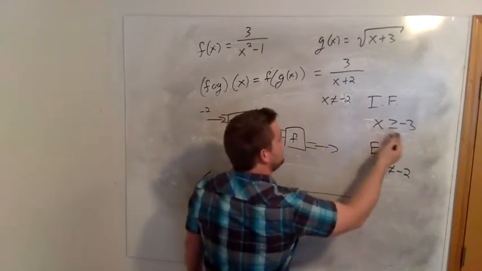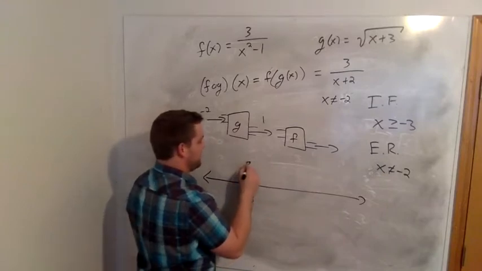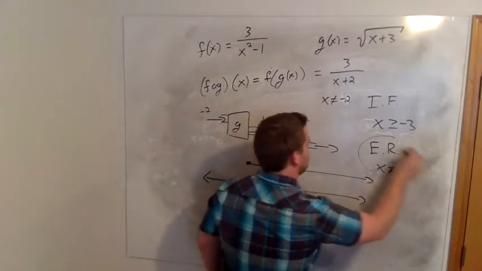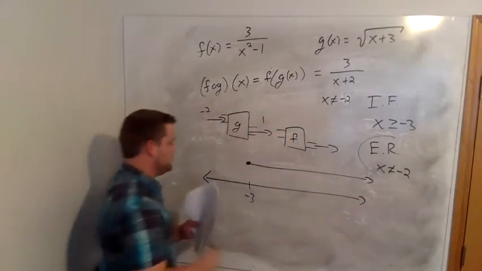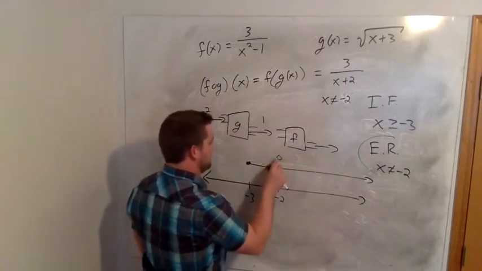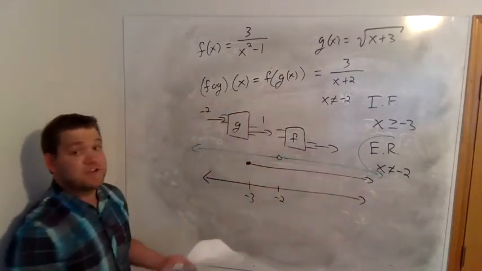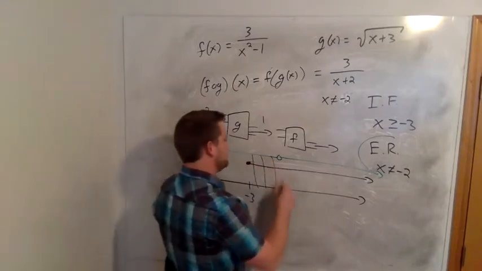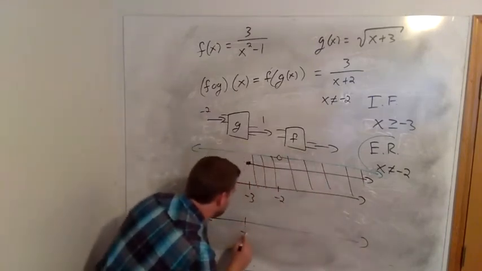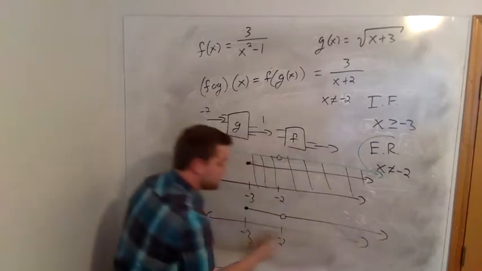Okay, well, this is saying that x has to be greater than or equal to negative 3. So here's negative 3. x has to be greater than or equal to negative 3. Okay, let's do this one in green. This is saying that x can't be equal to negative 2. So here is negative 2. So for x not being equal to negative 2, that's all values except negative 2. I need to find the intersection of these. And that's just going to end up being the region. Here's negative 3. Here's negative 2. This will be our domain.